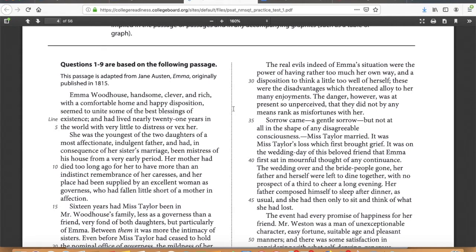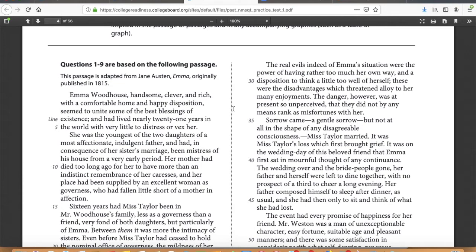Okay. Now here, this part's tricky. It says she seemed to unite some of the best blessings of existence. Caden, what in the heck does that mean? I would probably say that she seemed to be, she almost, like, how am I trying to word this? What does unite mean? Bring together. Bring together. So she seemed to unite or bring together some of the best blessings of existence. You can figure that out. Yeah, she seemed to kind of make things better in a way, I think is what they're trying to say here. I don't see necessarily her making things better, although I suspect that's probably the case too.